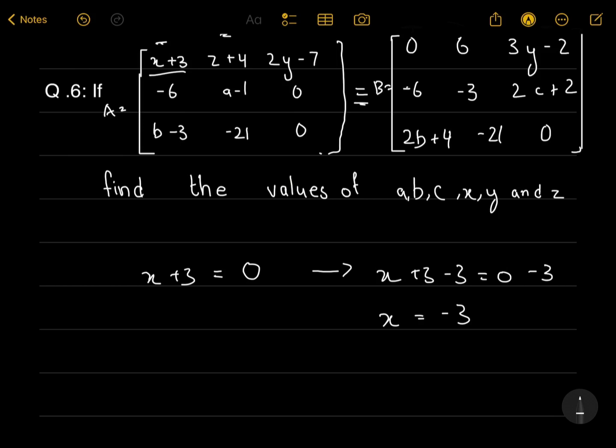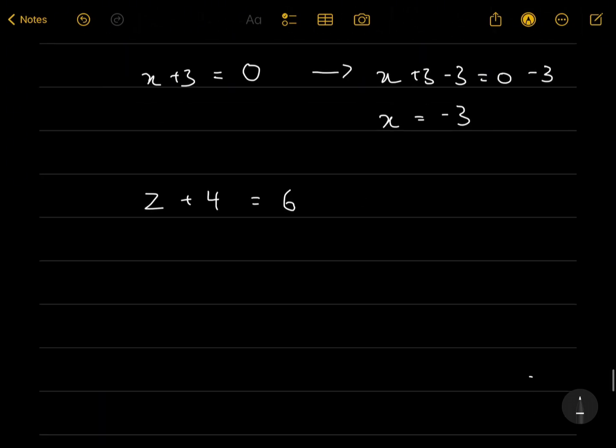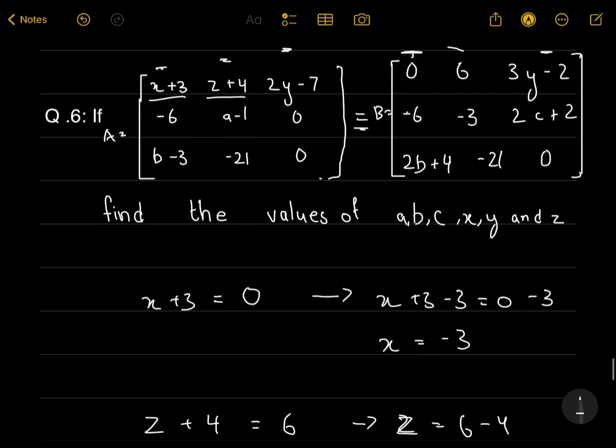If we choose the second equation, z plus 4 is equal to 6. Let's solve it further, subtracting 4 from both sides. So z is equal to 6 minus 4, and z is equal to 2. So the value of z here is 2.